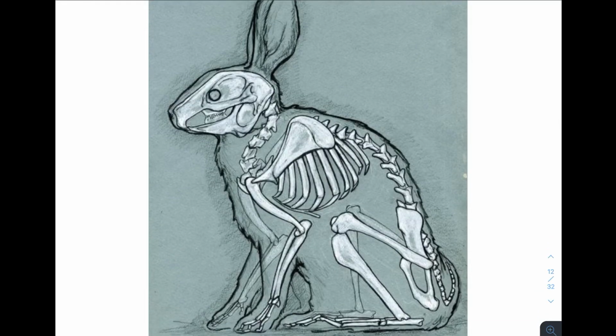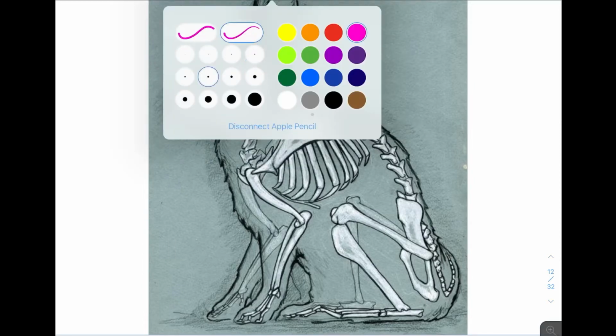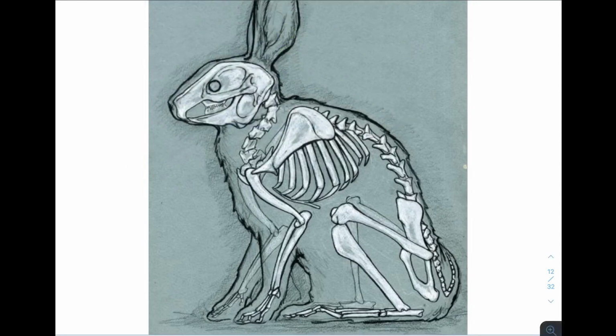Just to give a little preview of this, we are looking at some similarities with the opossum. Specifically, what we notice is a plantigrade posture of the hind limbs. Plantigrade means that the whole foot is touching the ground.